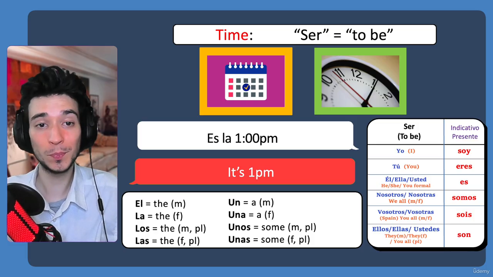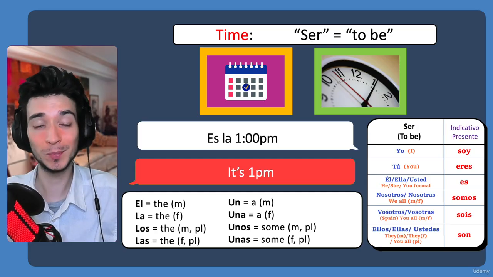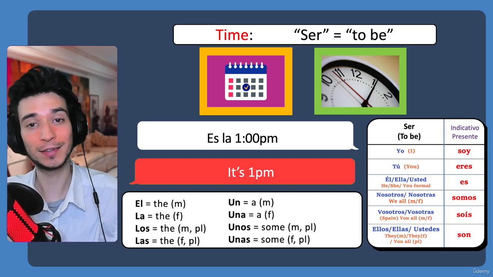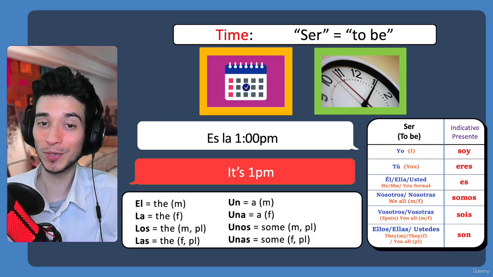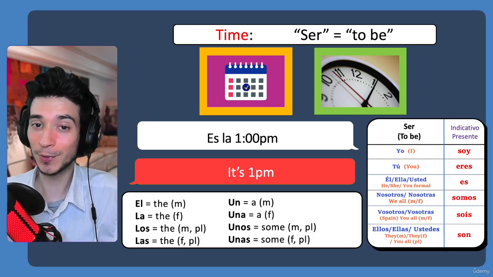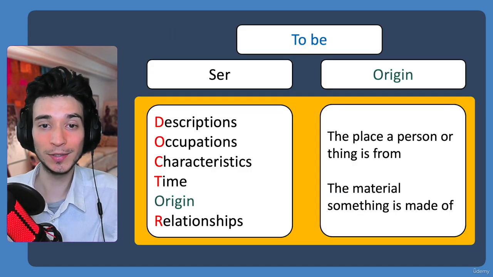And the next one, here we have, es la 1 p.m. It's 1 p.m. Es la 1 p.m. It's 1 p.m. So yeah, this is related to time. Es la 1. It's 1 p.m. So yeah, this one is also simple. And let's try the next one.